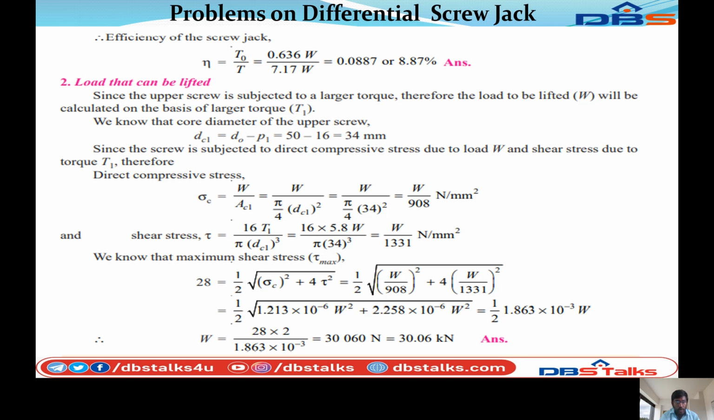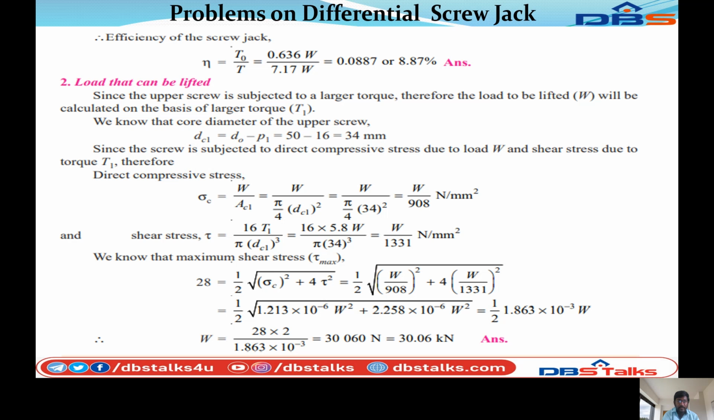So next you can calculate the load that can be lifted. How much load can be lifted in the screw jack, in the differential or compound screw of the screw jack. Since the upper screw is subjected to a large torque, the load to be lifted W will be calculated on the basis of the larger torque T1. We know that the core diameter of the upper screw, DC1, is equal to D0 minus P1, that is 50 minus 16 equals 34 mm.